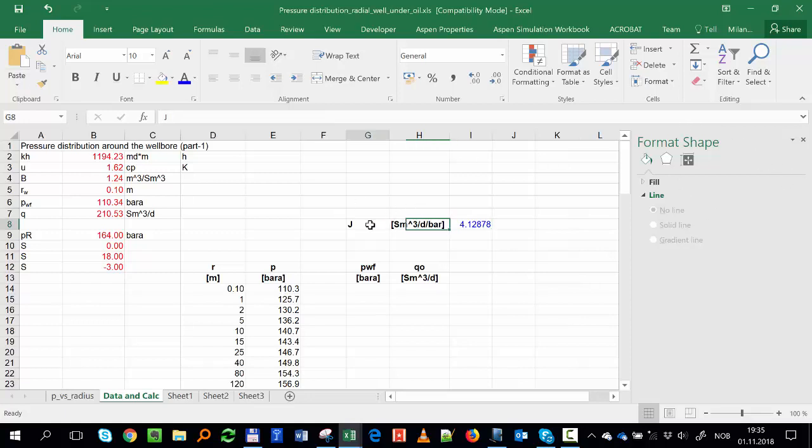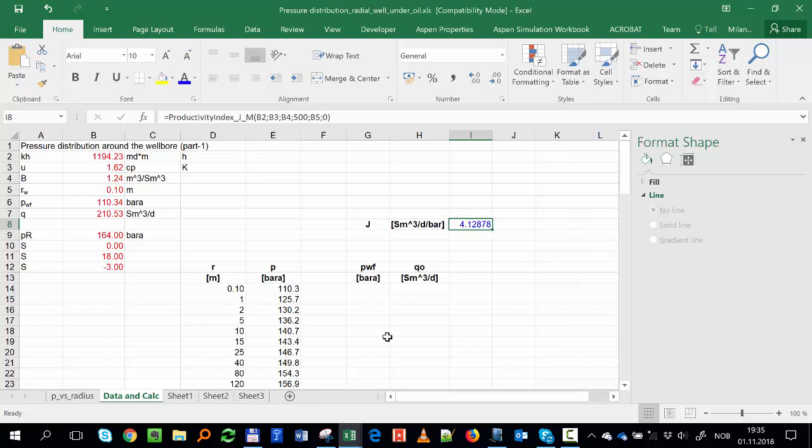The 500 is the reservoir outer radius, the boundary. That tells me the extension of my reservoir, whether there is a fault there, or for example, the distance between two wells. That will be someplace in the center.